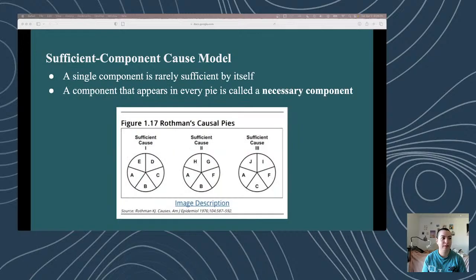Let's consider this one because our last example didn't have a necessary component, a component that appears in every pie, but this one does. Which letter is the necessary cause in all three of our pies? If someone actually wants to put it in the live stream chat, you can, but no worries if not.